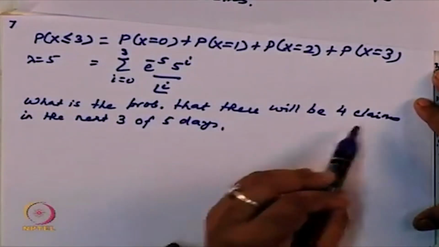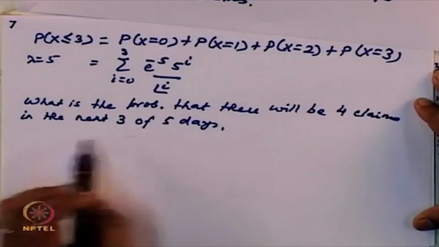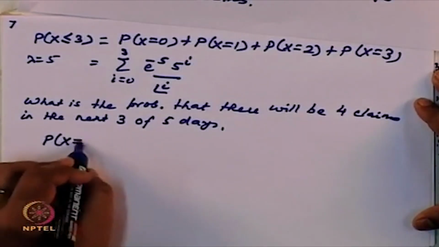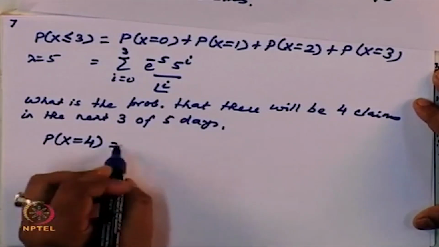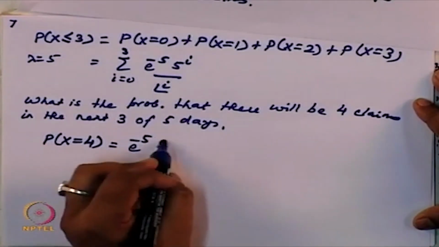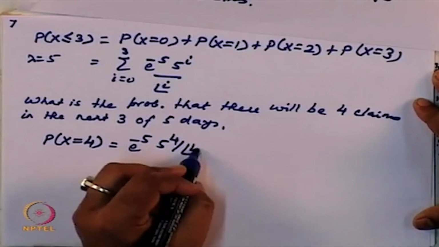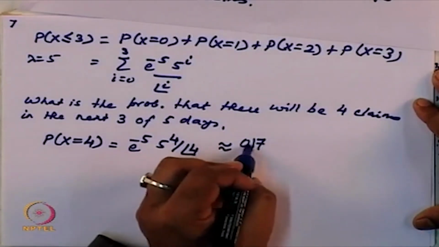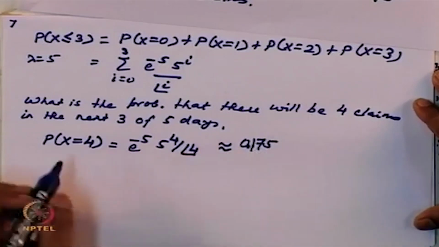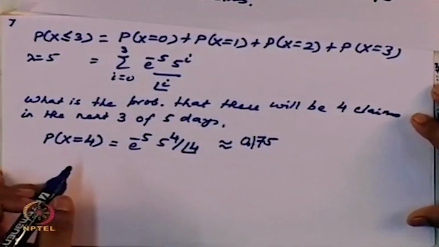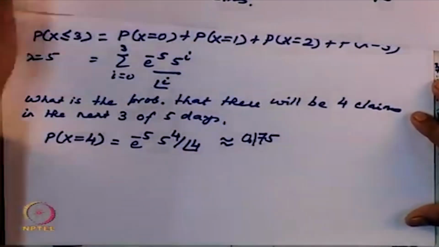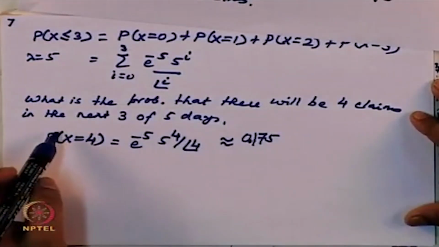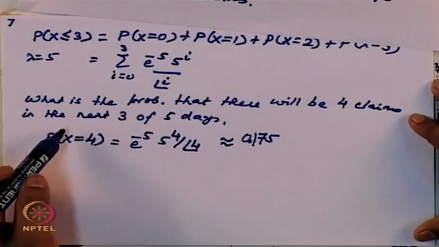Now you want to calculate the probability that there will be 4 claims. So, what is the probability of 4 claims? We just need to calculate x equal to 4. This is nothing but e to the power minus 5, 5 to the power 4 by factorial 4. This will give you a value of roughly 0.175. Now, if you look at the second part of the question, there will be 4 claims in the next 3 days. So, in a sense you get the idea that you have to combine.